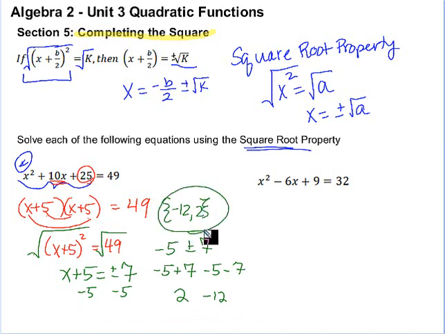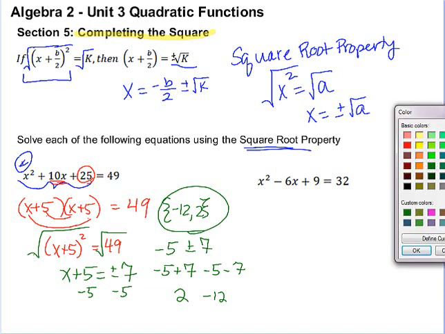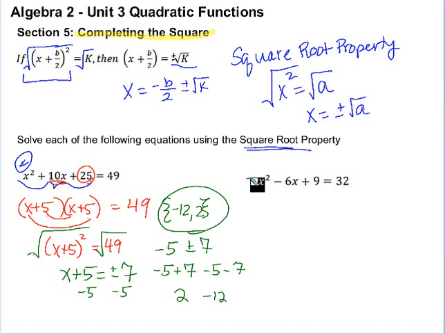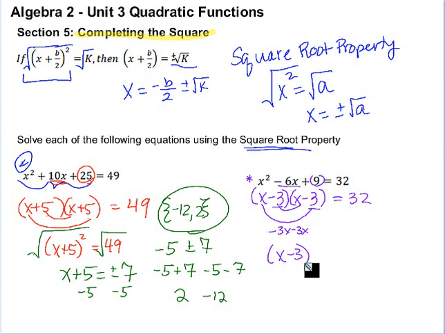Okay, let's try another one. x squared minus 6x plus 9 is equal to 32. x squared minus 6x plus 9 can factor to x minus 3 times x minus 3. This is true because negative 3 times negative 3 gives us our 9. Our outside, negative 3x, and our inside, negative 3x, gives us our negative 6x. So we can rewrite this as x minus 3 squared is equal to 32.